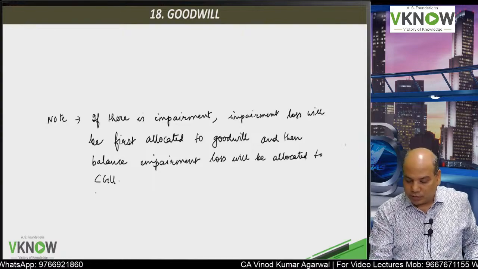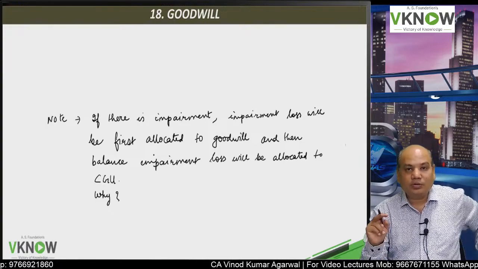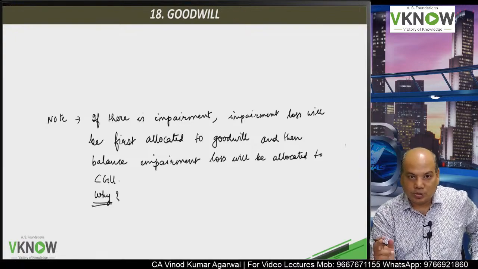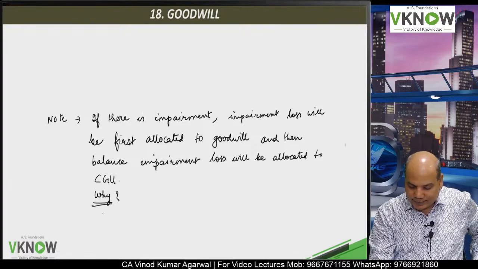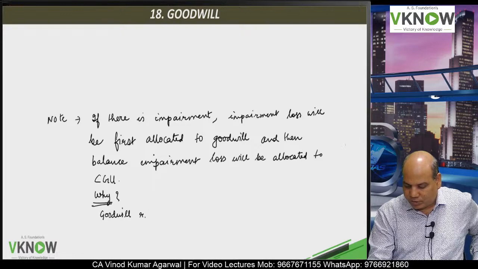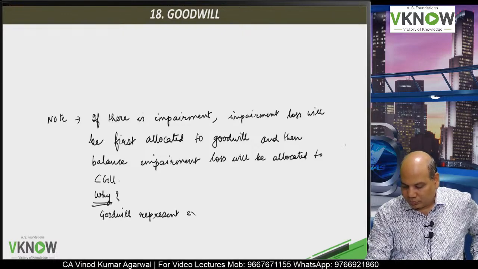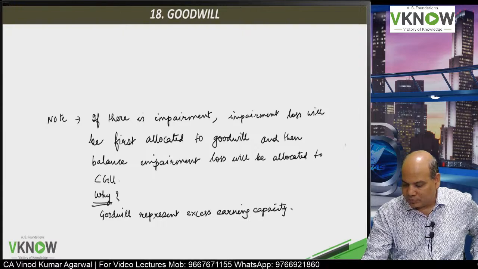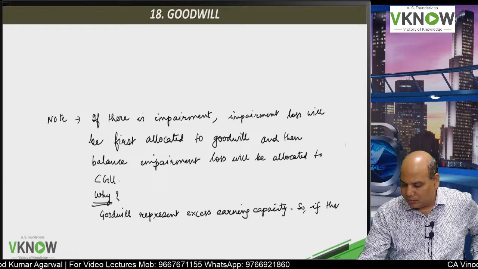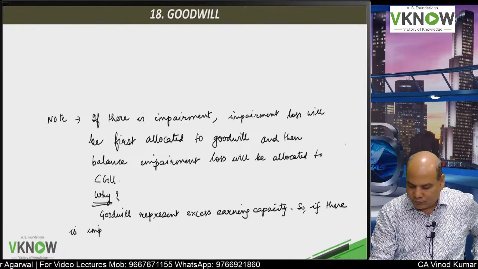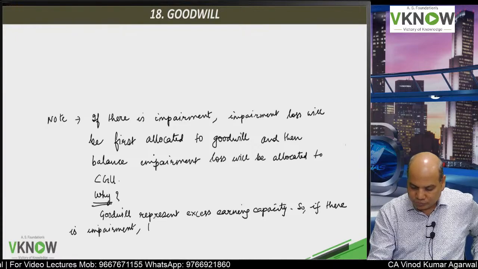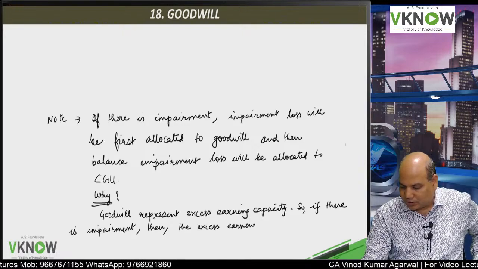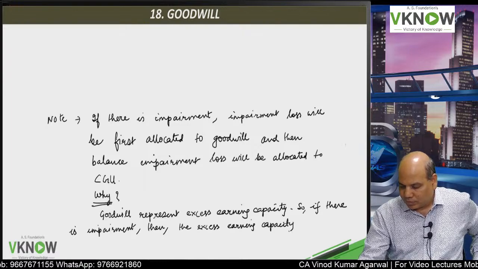Why do we allocate impairment loss to goodwill first? That is not written in the book. They have only written the process. The answer is, goodwill represents excess earning capacity. So if there is impairment, then the excess earning capacity is lost.